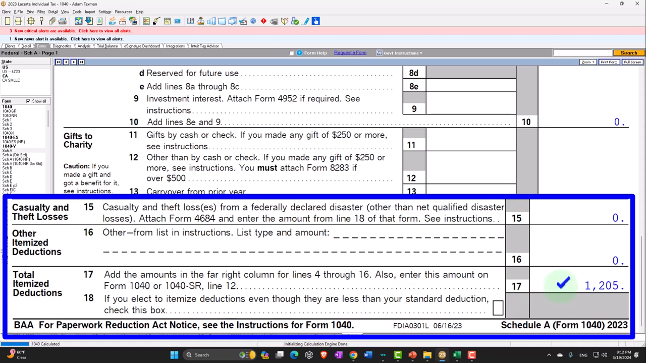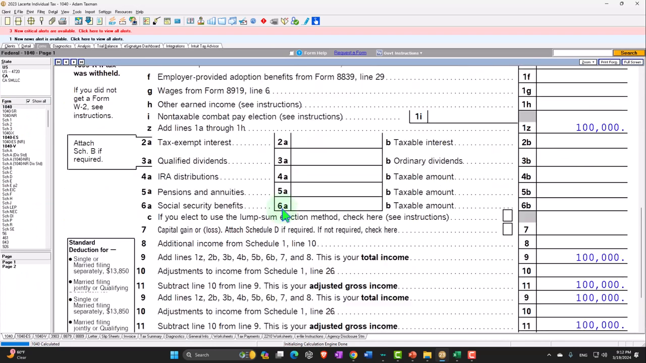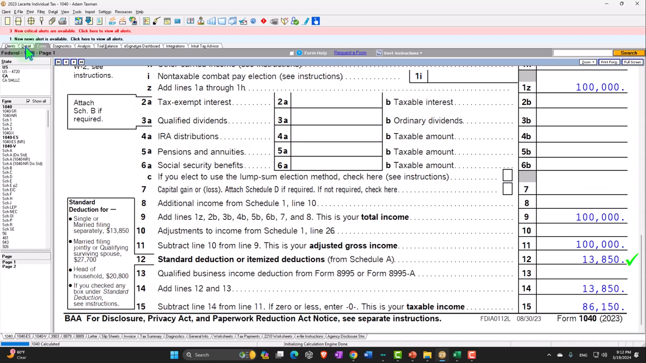All right, so we'll get into more of those categories later, but you can see this total itemized deductions, if it's smaller than what is on the Form 1040 here, then we're going to take the standard deduction. If it's greater, we take the itemized. So what's going to be the thing that pushes people over? Typically the home. Let me give you a quick example of that.